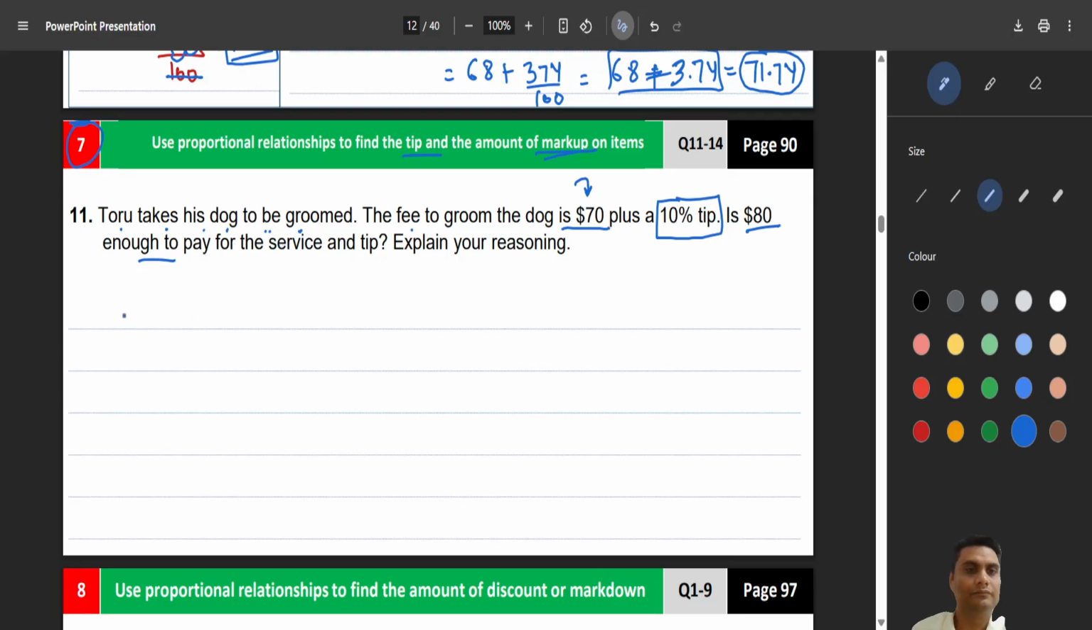Let's check. So what is the total cost? How much money will I have to pay? Total cost. I will have to pay the fees of the grooming, that is $70, right? Plus I have to pay the tip. How much tip? 10% tip. Now this 10% is charged on what? On the grooming fees 70, correct? So we have to solve this and check whether it is less than 80 or more than 80.